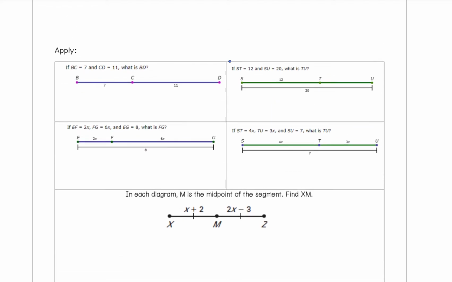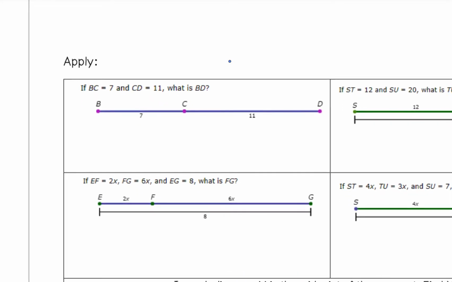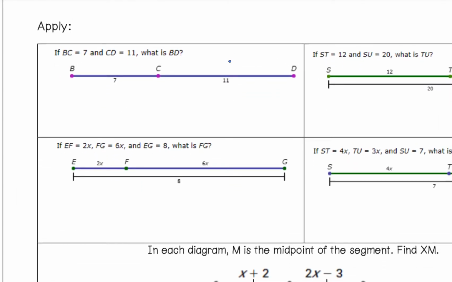So I'm going to zoom in to go over our first question, and it said, if BC equals 7 and CD equals 11, then what is BD? So we're talking about the distance from B to C, so that measure is 7, and the measure of CD is 11. We're trying to solve for what the entire length of BD would be. So we use the segment addition postulate, and we know that BC plus CD, so this segment plus this segment, will equal the length of the entire segment. So it would equal all of BD.